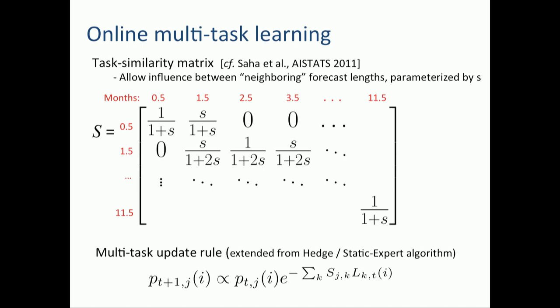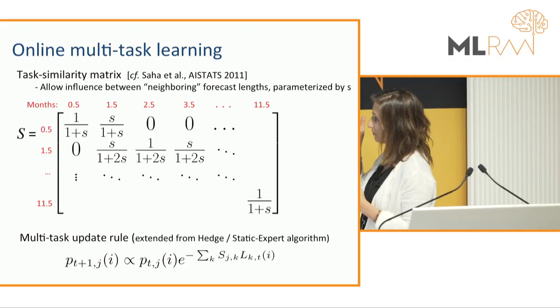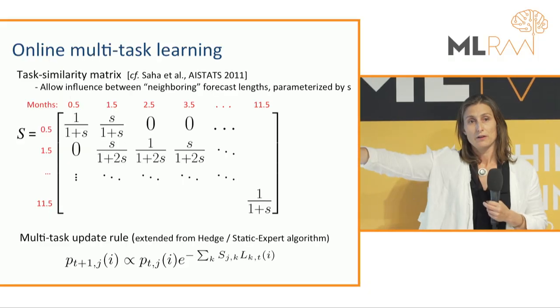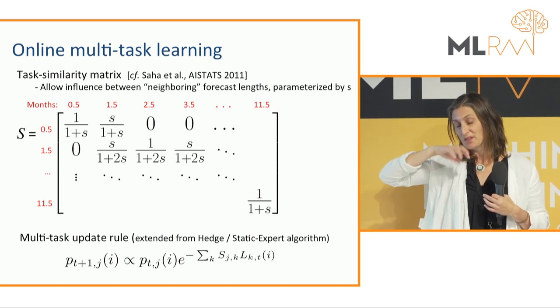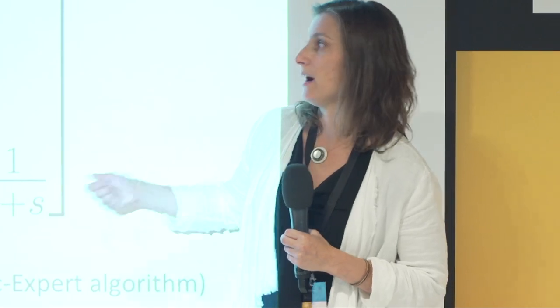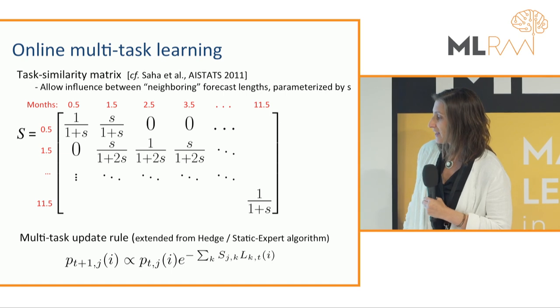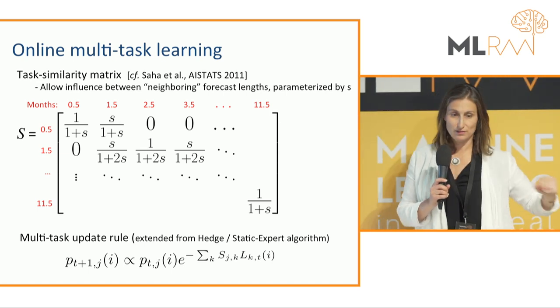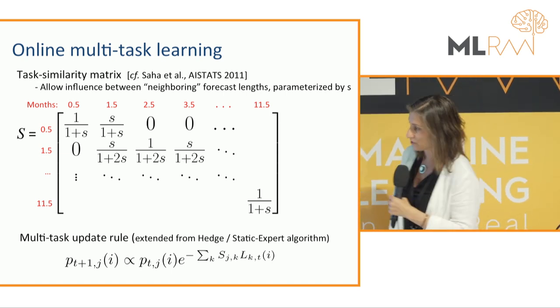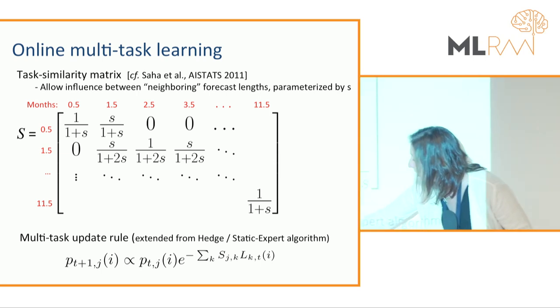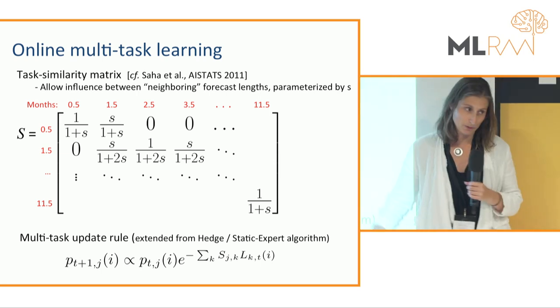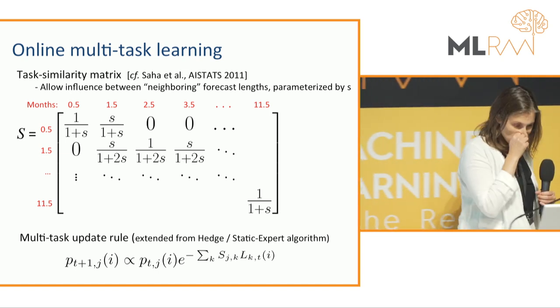So we're basically saying, if the French model is good at predicting in April from January, then let's also assume that it's relatively good at predicting March and May. So you have locality in time monthly. And there's going to be some parameter of how much temporal influence you include between tasks. And now you can sort of forget about what we said about learning the level of non-stationarity. Here, we're just going to use standard hedge, but then modify it to look at the similarity matrix between tasks to get the multitask version.